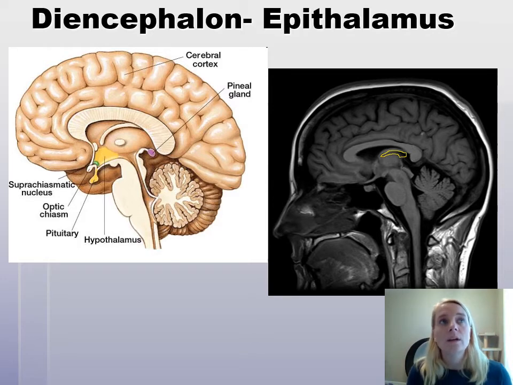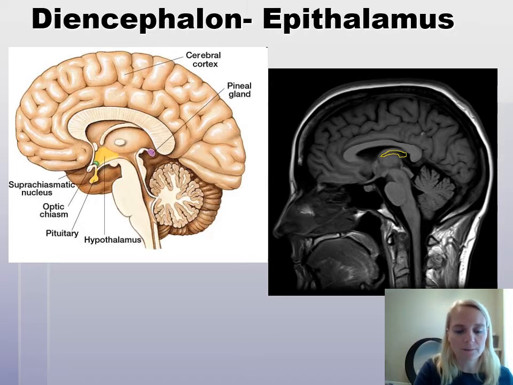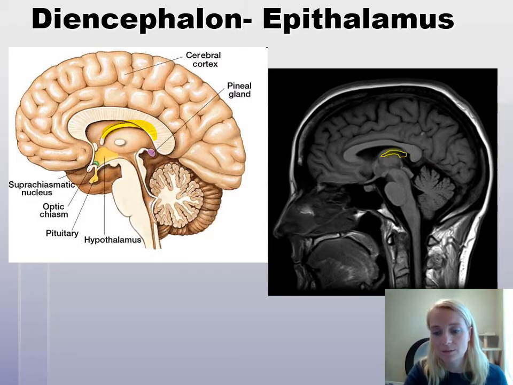So the epithalamus isn't really much. It doesn't really have a structure to it. It's just kind of the region. So if I were to highlight, the epithalamus is kind of right here. And I've highlighted it right here on the MRI.